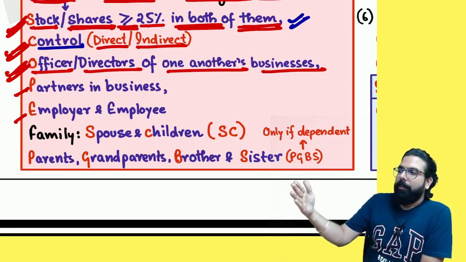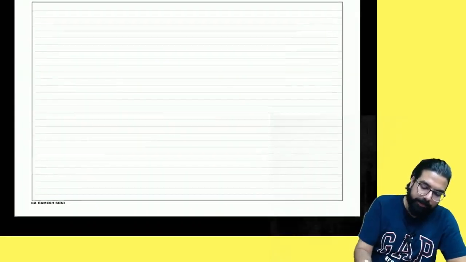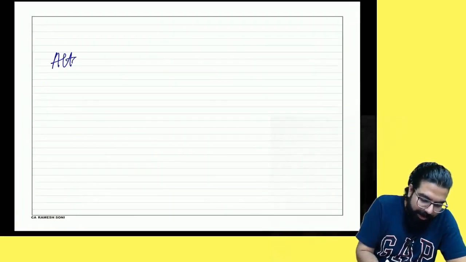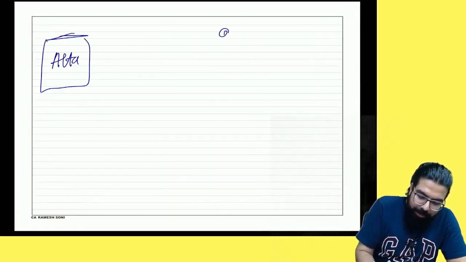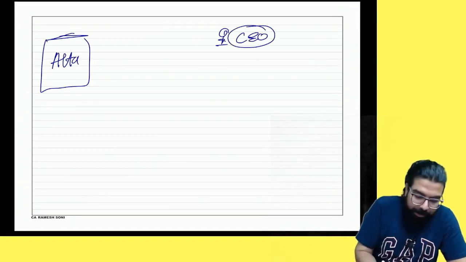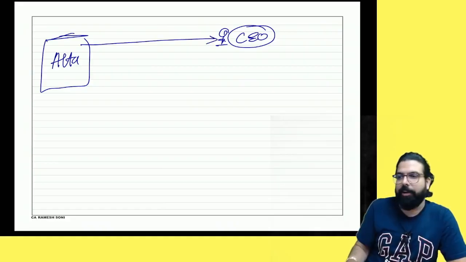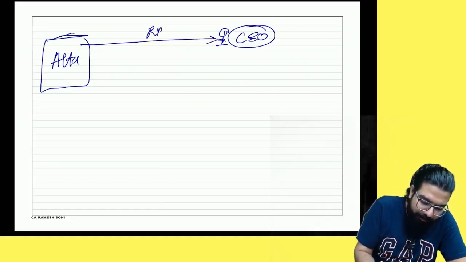In A Limited, this is A Limited, one company. He is the CEO, Chief Executive Officer. CEO is an officer of the company. A Limited and CEO are always related persons. They will always be called what, everyone?